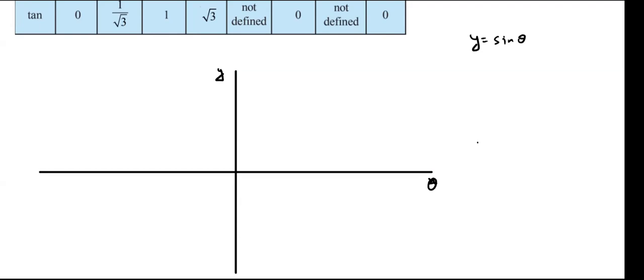So I will take this theta in terms of radian. You can take it in any terms, but I'll take it in terms of radian. So I'll say 0 radian, then pi by 2, 90 degree, then pi, 180 degree. And this side also, I will take minus pi by 2, minus 90 degree, and minus pi, minus 180 degree. This makes sense? Yes or no?